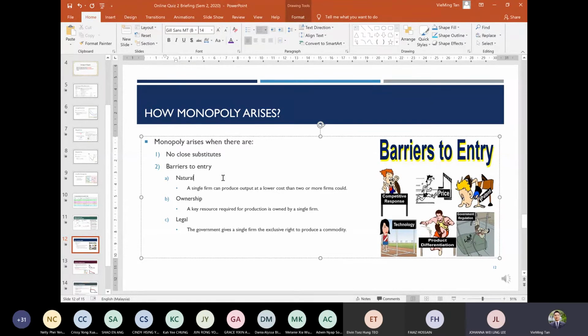So in short, natural barriers to entry happen when the existing firm is able to achieve economies of scale that prevent the new firm from setting up the business at low cost to compete. Because if the existing firm is already able to produce the product at very low cost, then the new firm also has to set up the business at very low cost. Otherwise, it cannot compete with the existing firm. And this challenge is called natural barriers to entry.